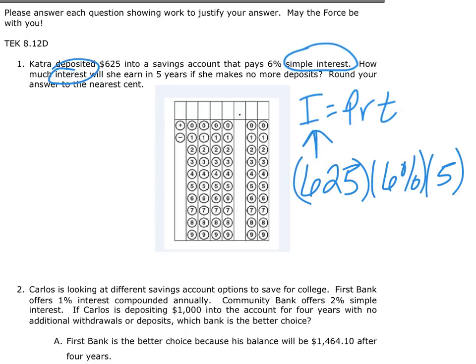I put that in my calculator, and I get 187.5. Now it says nearest cent. That does not mean nearest dollar. You do not want the store, when you go to buy something, to round things up to the nearest dollar. This is why we have quarters and dimes and nickels and pennies. So 187.5, and you can put the 0 there if you want, but you don't have to.